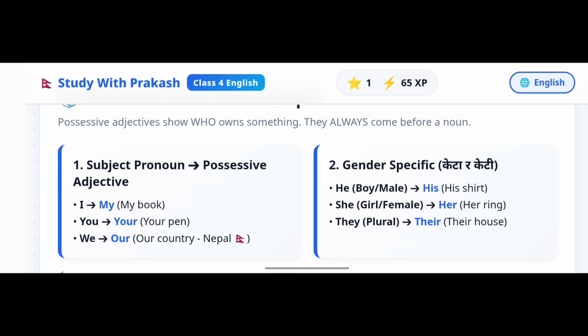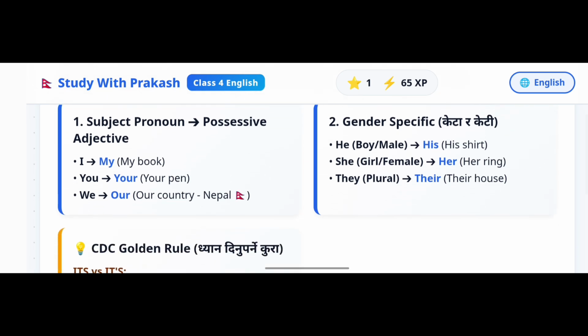Now, gender specific possessive adjective. For example, for he, we use his. For she, we use her. And for they, we use their. For example, his shirt for boy or male, her ring for girl or female, their house when that is plural.